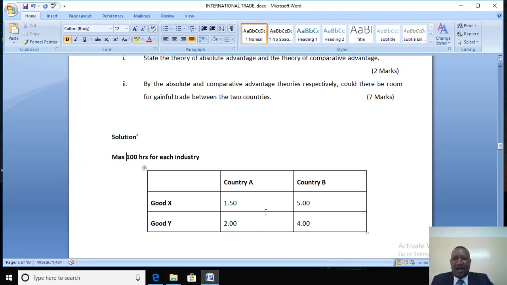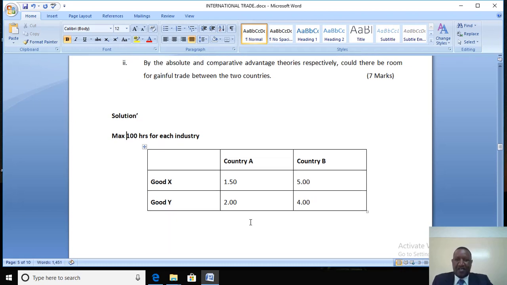So the question is, how many units can you produce of good X if you are using 1.5 hours and you have 100 hours maximum? The number of units you can produce there will be 100 hours divided by 1.5. How many units can you produce for good Y in country A if you are using 2 hours to make 1 unit? If you are using 2 hours to make 1 unit and you have a maximum of 100 hours provided, you produce 50 units. So that's what we're going to do.